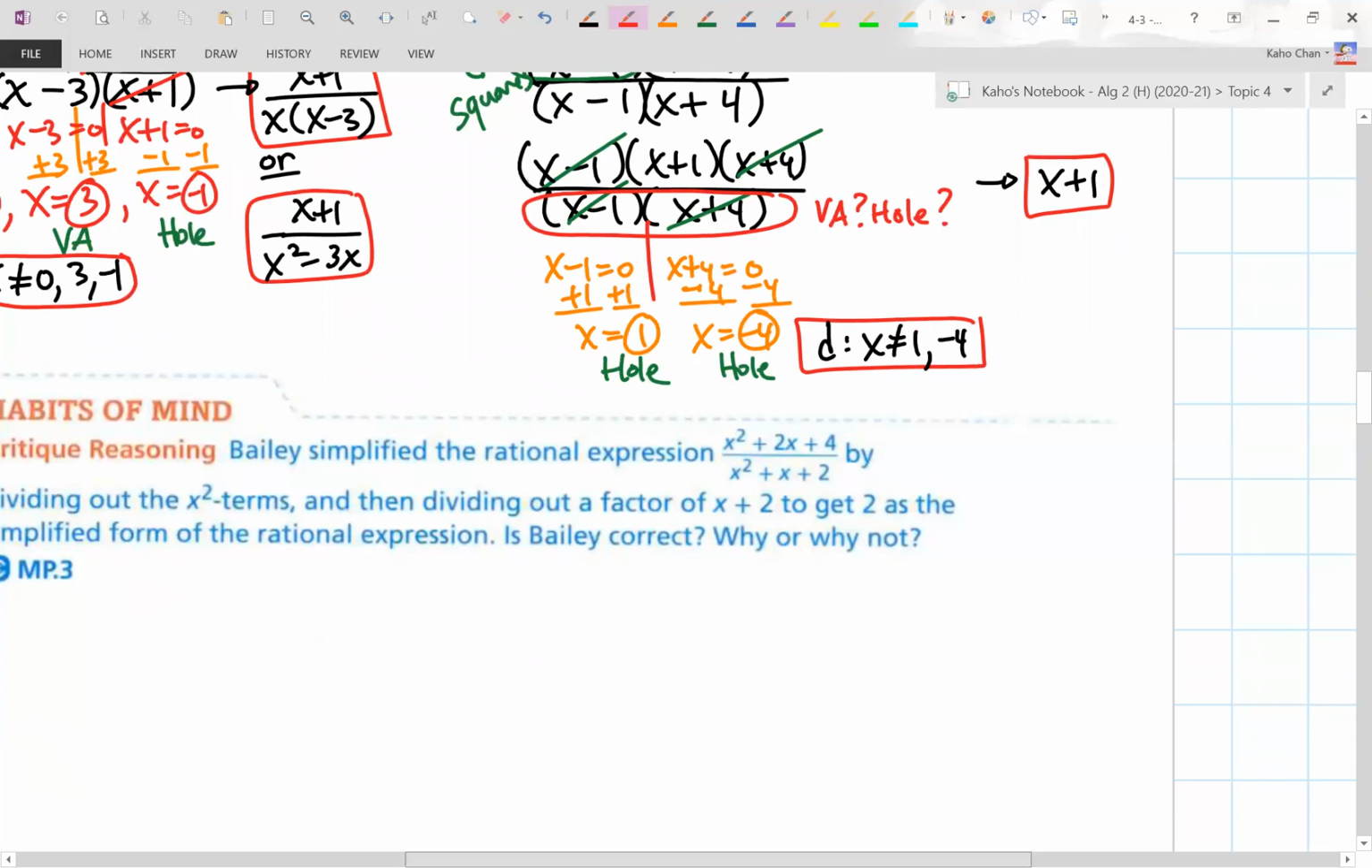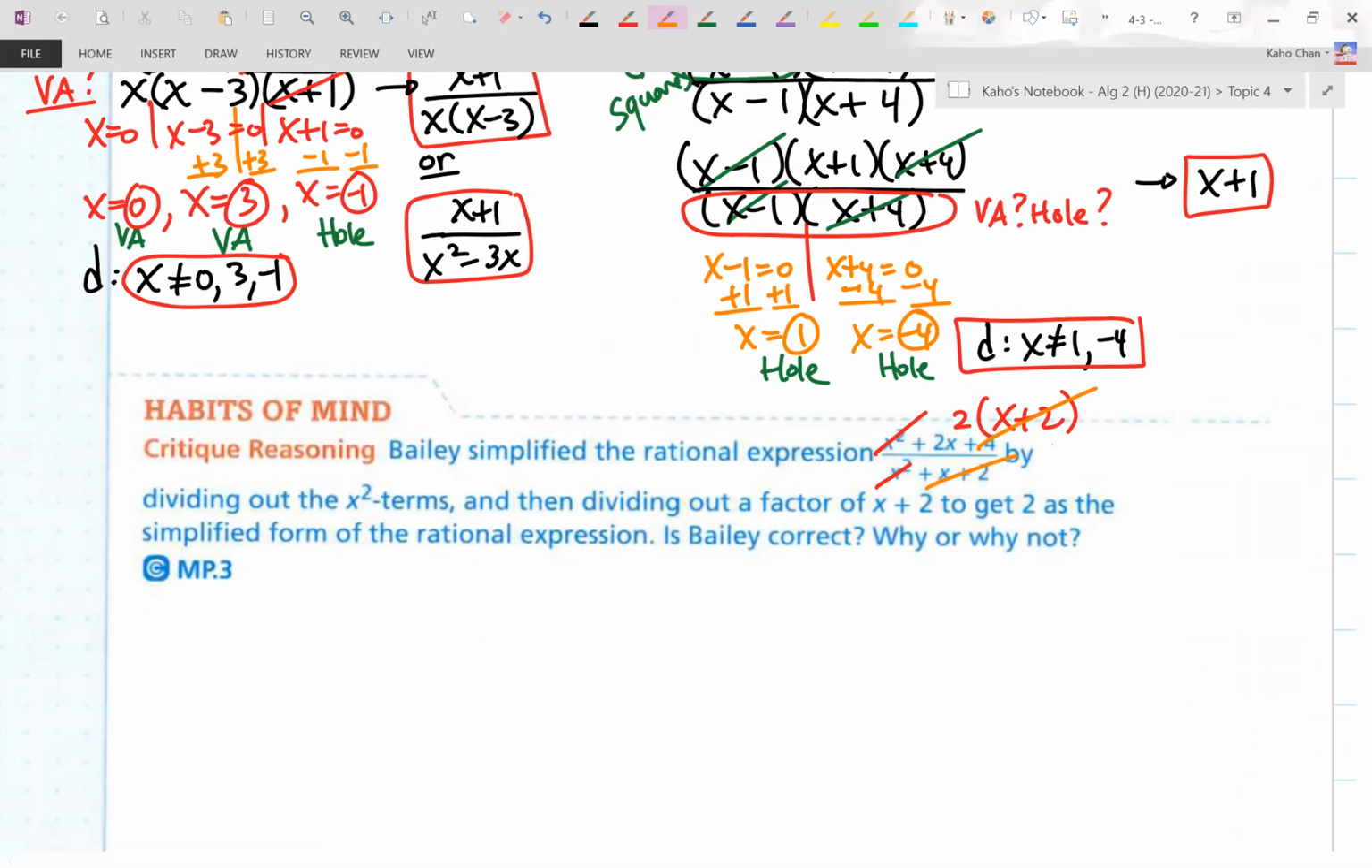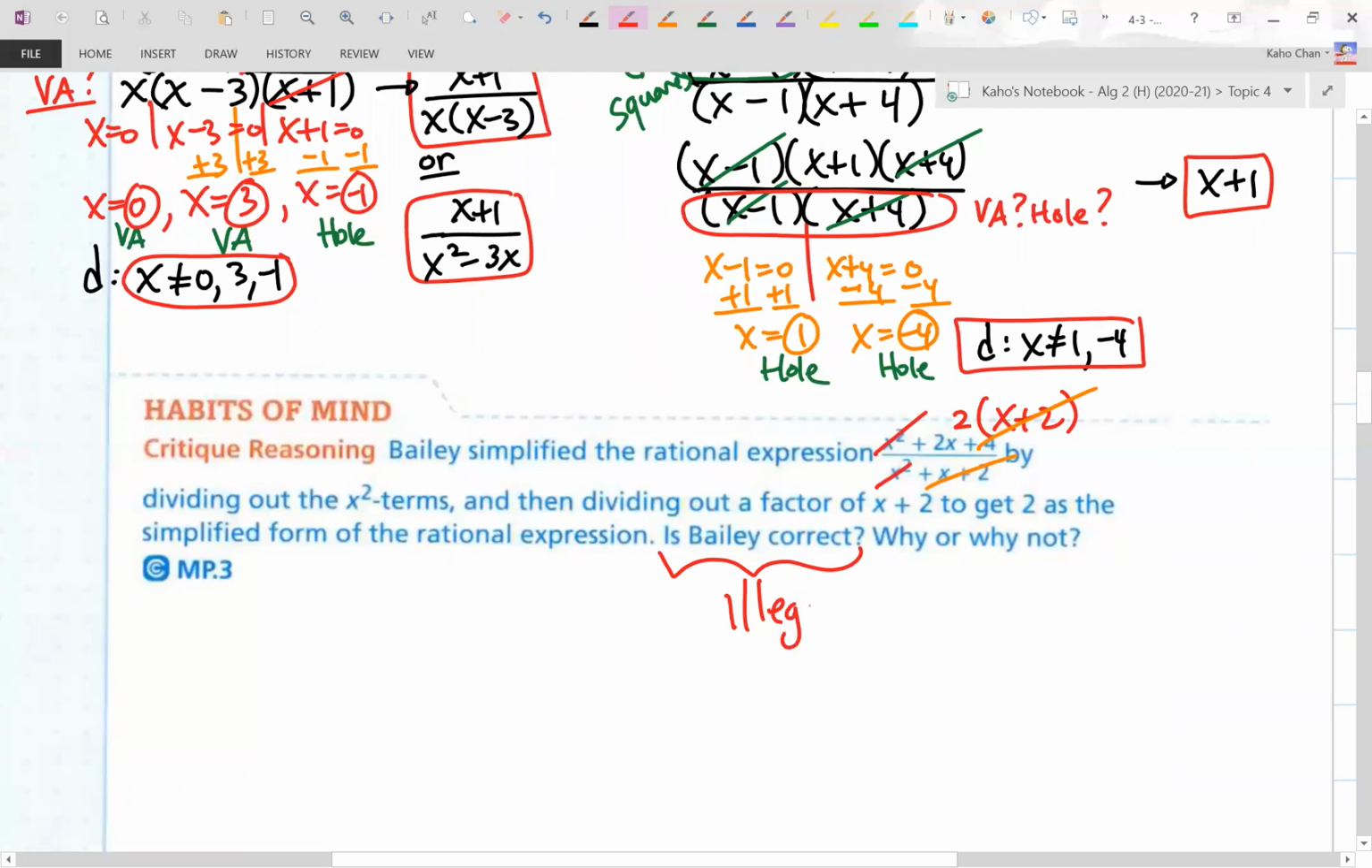Next, habits of mine actually is perfect timing. Bailey simplified the rational expression by dividing out the x squared terms. So she did this, and then dividing out the factor of x plus 2 to get 2. Oh, that's not good. Like that. And her answer was just a simple 2. Is she correct? No. This is illegal.